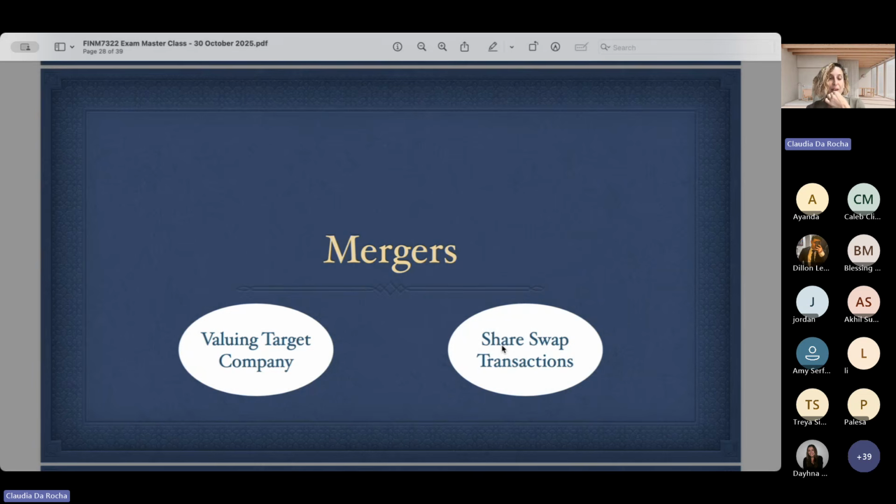Okay, so first thing with mergers, there's a bit of a process. You value the target company. So if you want to merge with a certain company, you will value that target company. And then once you've decided, yes, I'm happy, I want to merge or acquire this company, then we go into the share swap transactions. A share swap transaction is where we basically exchange shares to purchase. So there's no cash transaction. It's an easy, quick way to finance a merger.